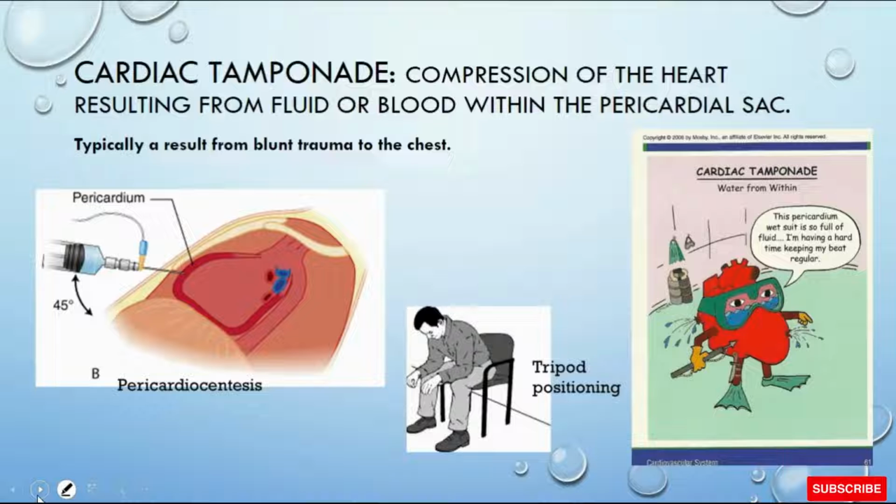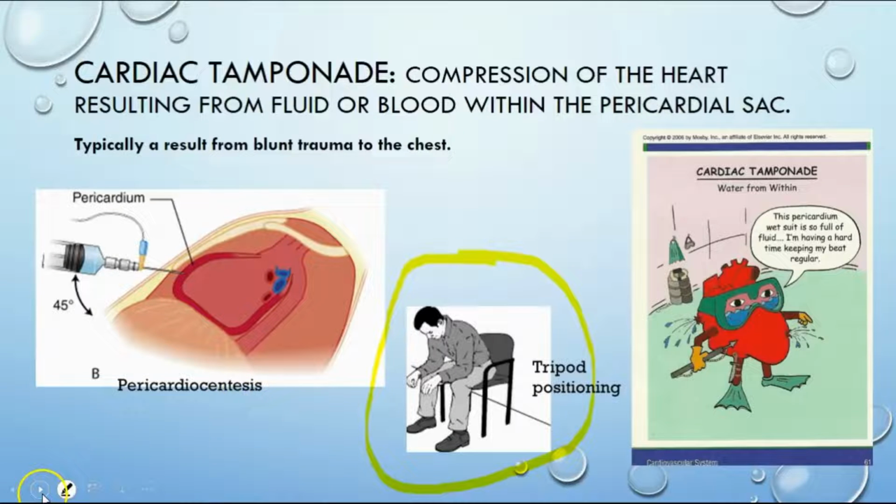Cardiac tamponade has kind of made a reappearance again from cardiac. It is the compression of the heart from fluid or blood within the pericardial sac. Again, this can be a result of blunt trauma to the chest. That's why it is here in respiratory. Just know these patients, it is painful if they're lying flat, so put them in tripod positioning. The big thing is you want to get that fluid off of the heart, and that's done through a pericardiocentesis.